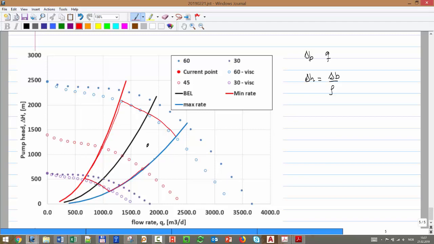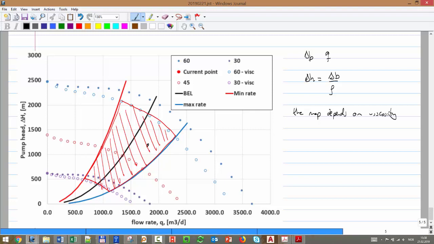Okay, all of this area. But remember, it's going to change depending on the viscosity that you have. So the viscosity every year is going to be different. The map changes or depends on viscosity.